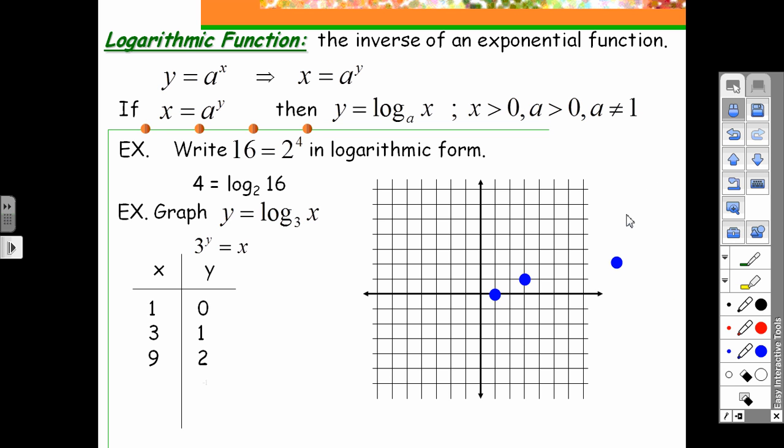Okay, so let's look at the negatives. If y is negative 1, that means we get 1/3. Well, we're going to go down now. So if we go over a third, we're supposed to go down 1. So kind of right there. Okay, and then next, if we did negative 2, we get 1/9. Well, that's just getting closer to 0. So that's going to be like right here.